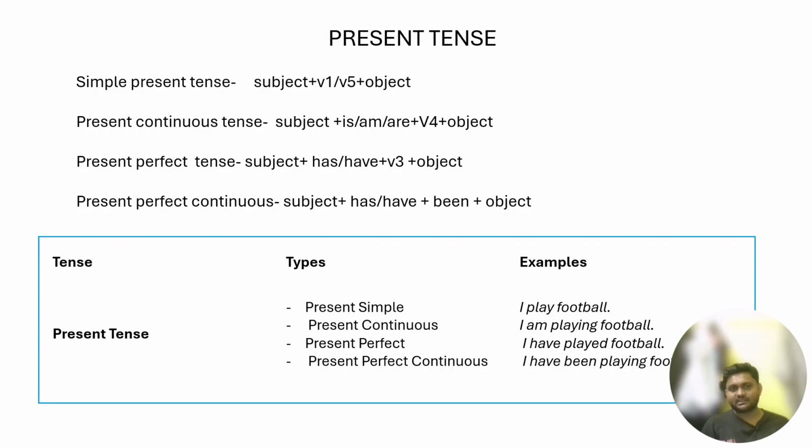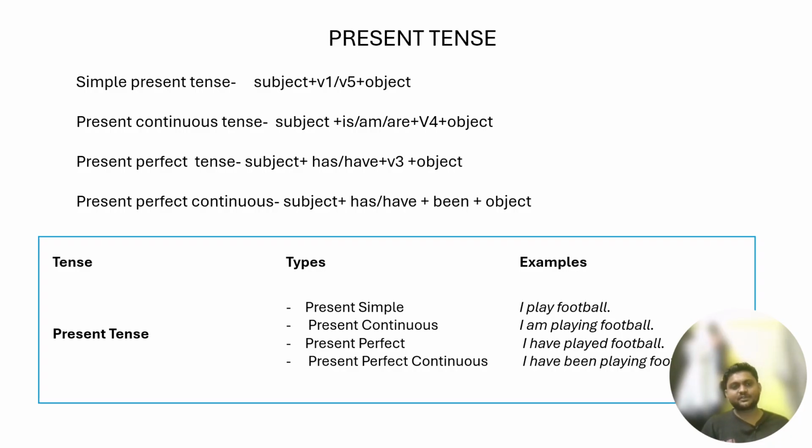The second is present continuous tense. The structure of present continuous tense is subject plus is/am/are plus V4 plus object. So its example would be I, which forms the subject, am, is from the structure, V4 is the verb's base form plus ing, which means play plus ing, playing, and object is football.